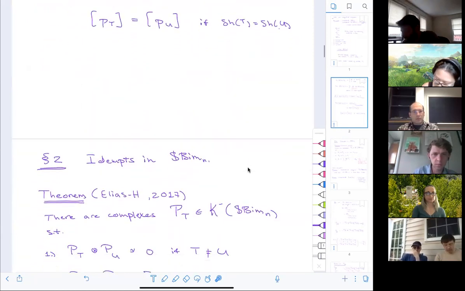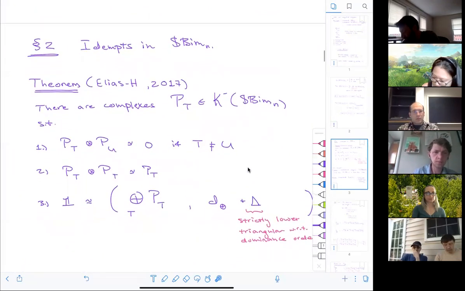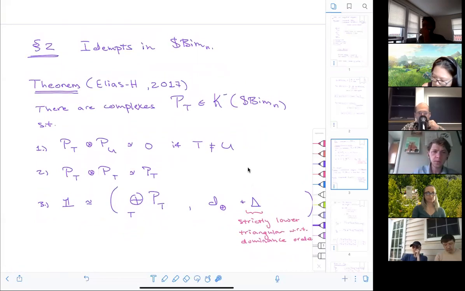So I will tell you that part of the story. So we're interested in categorifying this story. So I'm sorry, I'm getting ahead of myself. So that was the story for the symmetric group algebra.